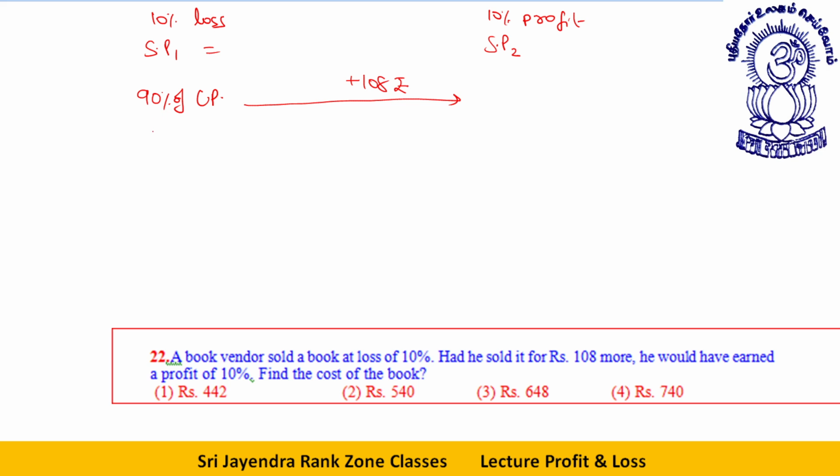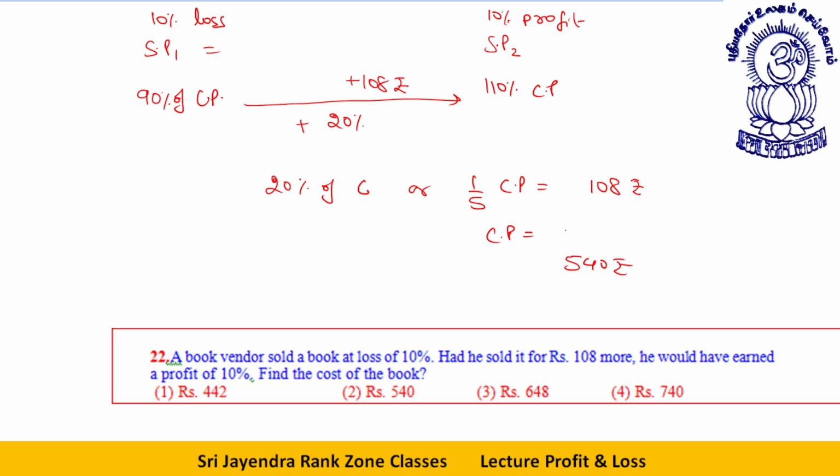Okay, so this is 90% of CP. This is 110% of CP. I can say there is a change of 20%. Getting from 10% loss to 10% profit directly means 20% change. So this 20% of CP, or 1/5 the cost price, is equal to 108 rupees. Therefore, the cost price is 108 into 5. That will be 540 rupees. 108 into 5, you can very easily do this. This is 540 rupees. I'm sure it must be clear to all of you.